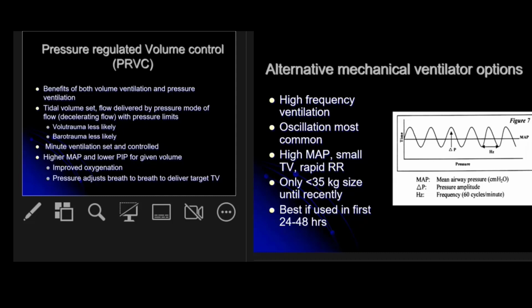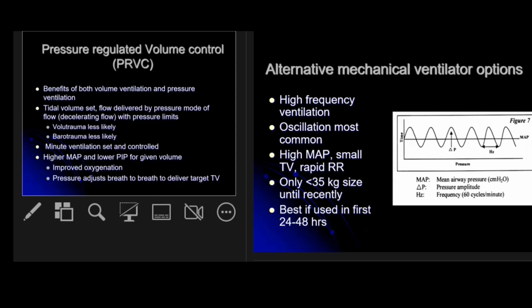So decelerating flow waveforms give you a higher mean airway pressure and a lower peak pressure for the same amount of tidal volume. So if you take somebody that's on volume mode of ventilation and you compare them to somebody in a pressure mode of ventilation, and you have them on exactly the same delivered tidal volume, their peak pressure is going to be lower and their mean pressure is going to be higher in a pressure mode of ventilation because it's delivered by a decelerating waveform. And all that PRVC does is it automatically does that for you, except you set the tidal volume.